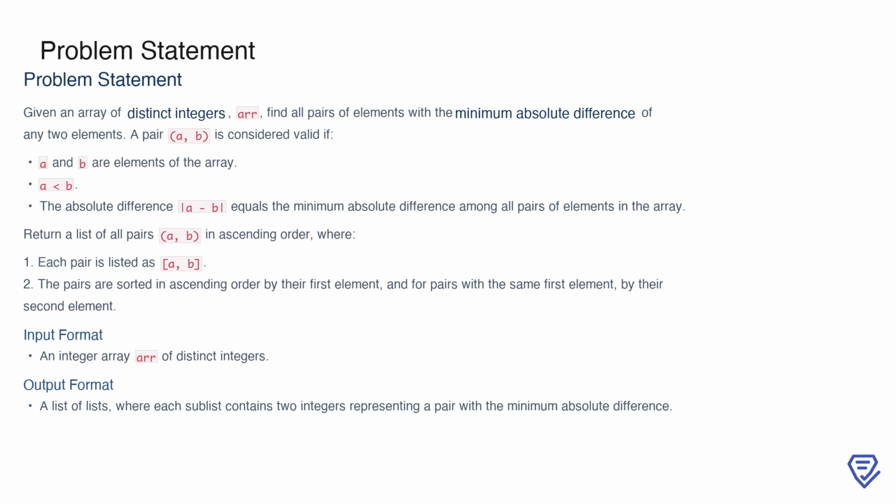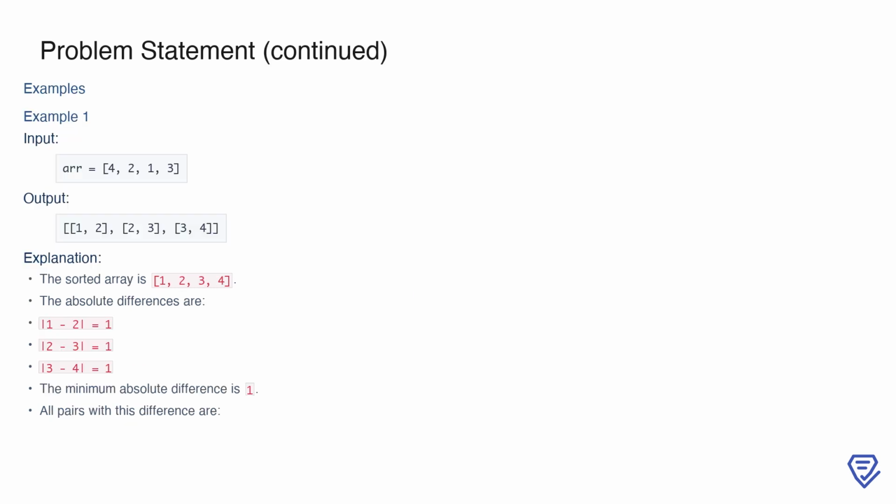The output should be a list of these pairs, with each pair sorted in ascending order. Additionally, the entire list of pairs should also be sorted by their first elements, and if two pairs have the same first element, then by their second elements. This ensures the output is structured and easy to interpret. Let's look at an example to understand this better.